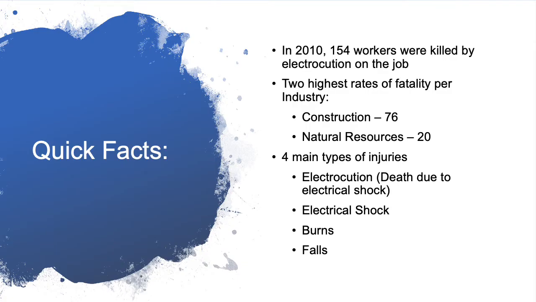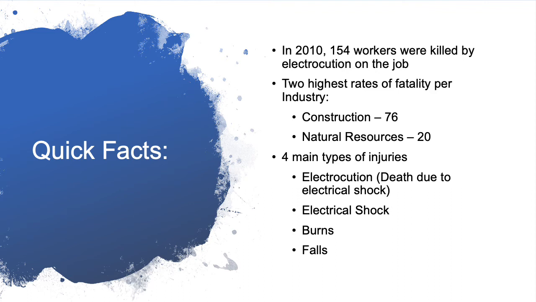All right, so some quick facts about electrical safety. In 2010, 154 workers were killed by electrocution on the job. And that's a decade old, but still that number, believe it or not, has not come down at all in the last 10 years. If anything, it's increased. Typically construction has the highest numbers of fatalities for electrical safety, and natural resources is falling behind it.